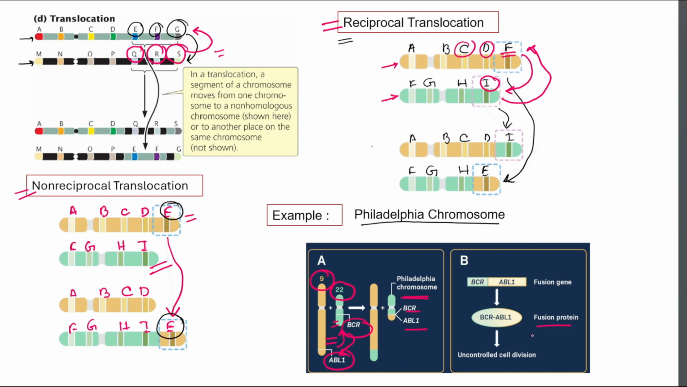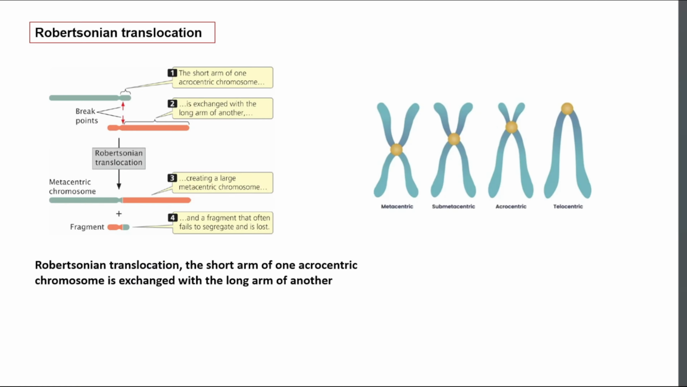This protein signals the cell to proliferate, causing uncontrolled cell division and rapid production of abnormal WBC, which causes leukemia. This chromosome is called the Philadelphia chromosome. This is an example of reciprocal translocation. Another type of chromosomal mutation is the Robertsonian translocation mutation.